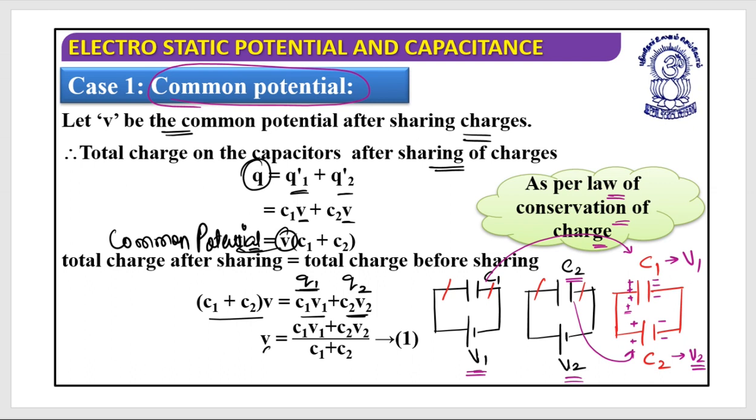So this V, which I can write as V common, the common potential, is C1 V1 plus C2 V2 divided by C1 plus C2. Please write this in your notebook. This is the common potential: V common equals C1 V1 plus C2 V2 divided by C1 plus C2.